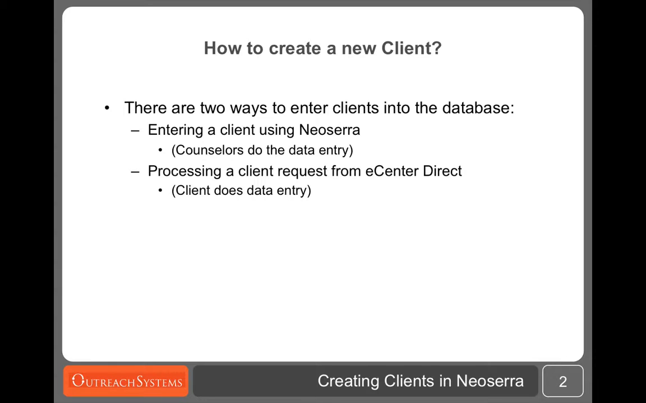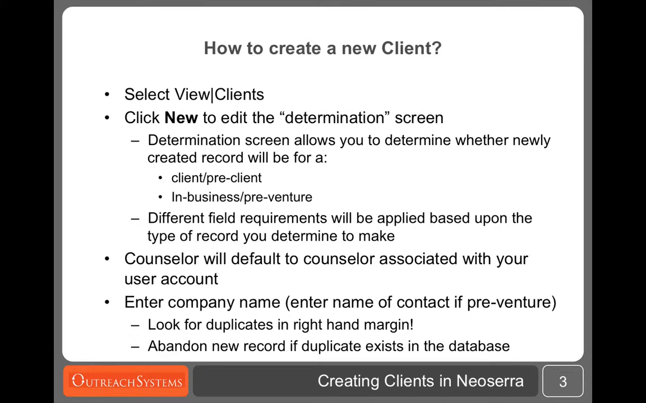Let's first take a look at how we can create a client in the Neoserra database where you do the data entry. In order to create a new client, you're going to have to go to the View Clients menu. There you will click on the new link to enter into what we call the determination screen. On this very first screen, you will determine whether you're going to create a client or a pre-client, an in-business entity or a pre-venture entity. Depending upon each of the choices that you select here, the appropriate fields will appear in the subsequent screens. So that's why we call this the determination screen.